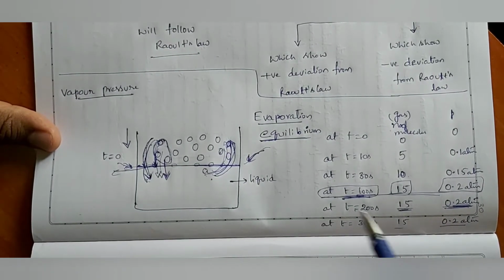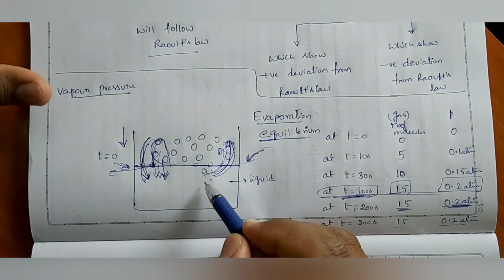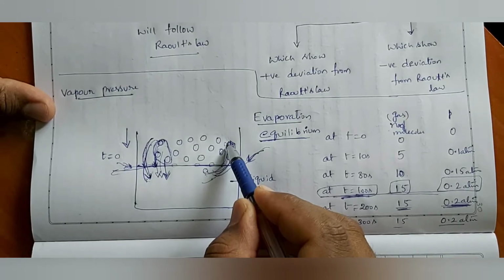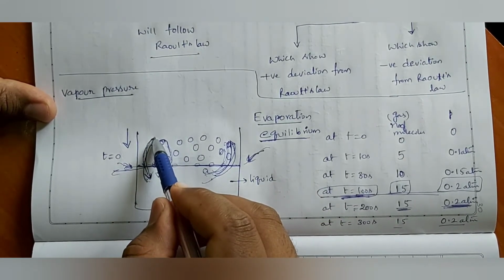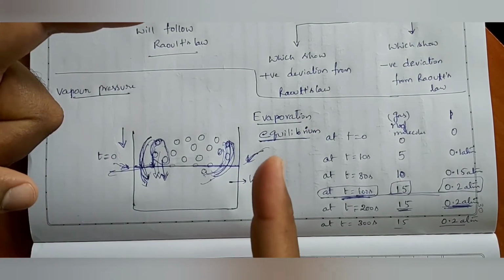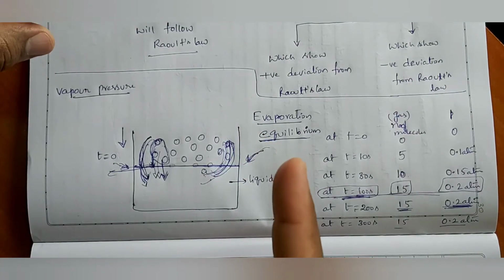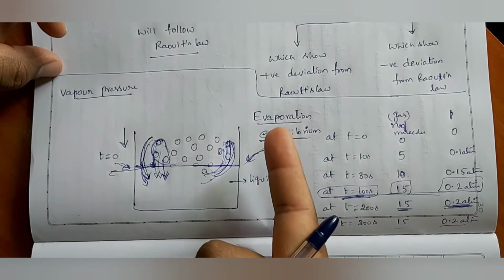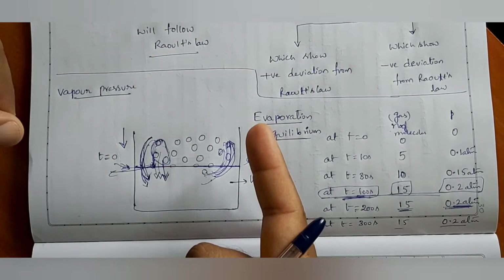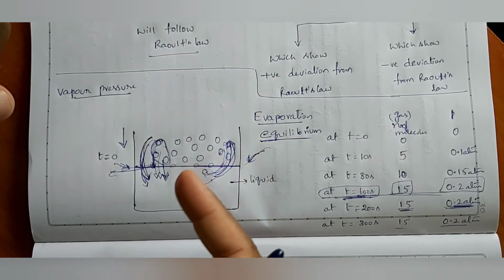Please observe the condition. One is called the forward process, conversion of liquid to gas. Another one is called the reverse process, where gas is converted to liquid. The rate of the forward process means how many molecules are converted from liquid state to gas state, and the rate of the backward process is how many molecules are converted from gas state to liquid state. Both are the same.